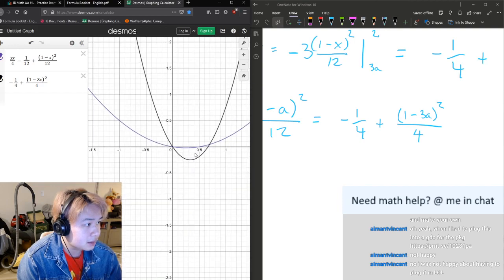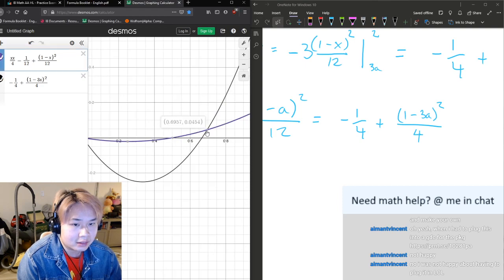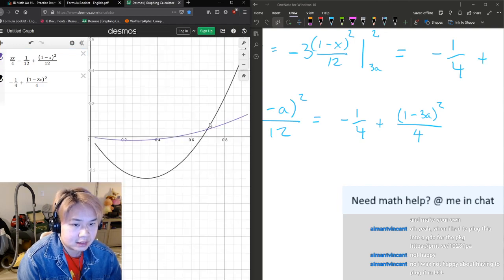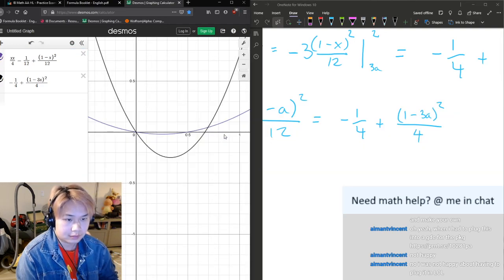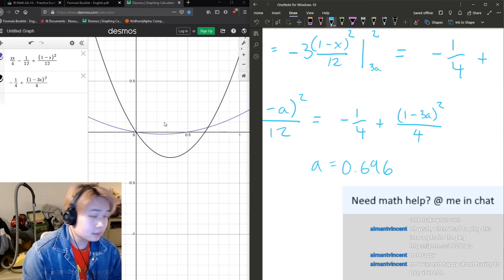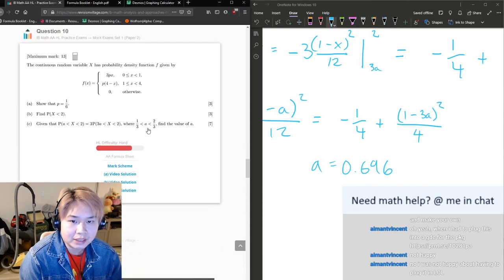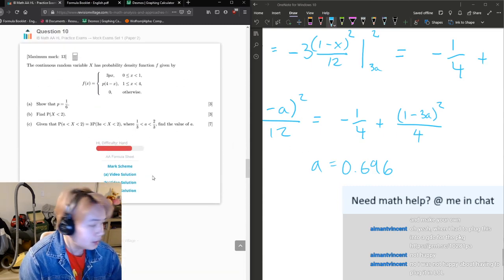Okay, so here's my two solutions, probably one at 0, and then right here at 0.696. So I guess A is 0.696. And then I think I'm done the question, right? Nope. Wait, yep. So let me check this answer and then I will see what was not so good about your graphing calculator work.